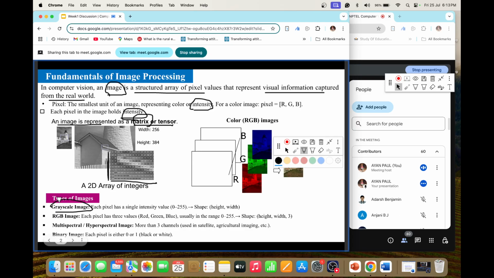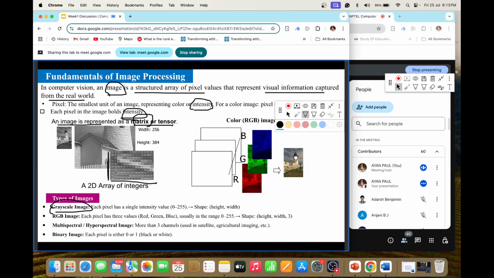But when we shift from a grayscale image to an RGB image, in an RGB image we have three channels. You can see this is an RGB image, a red, green, blue image, the image that you normally see everywhere.